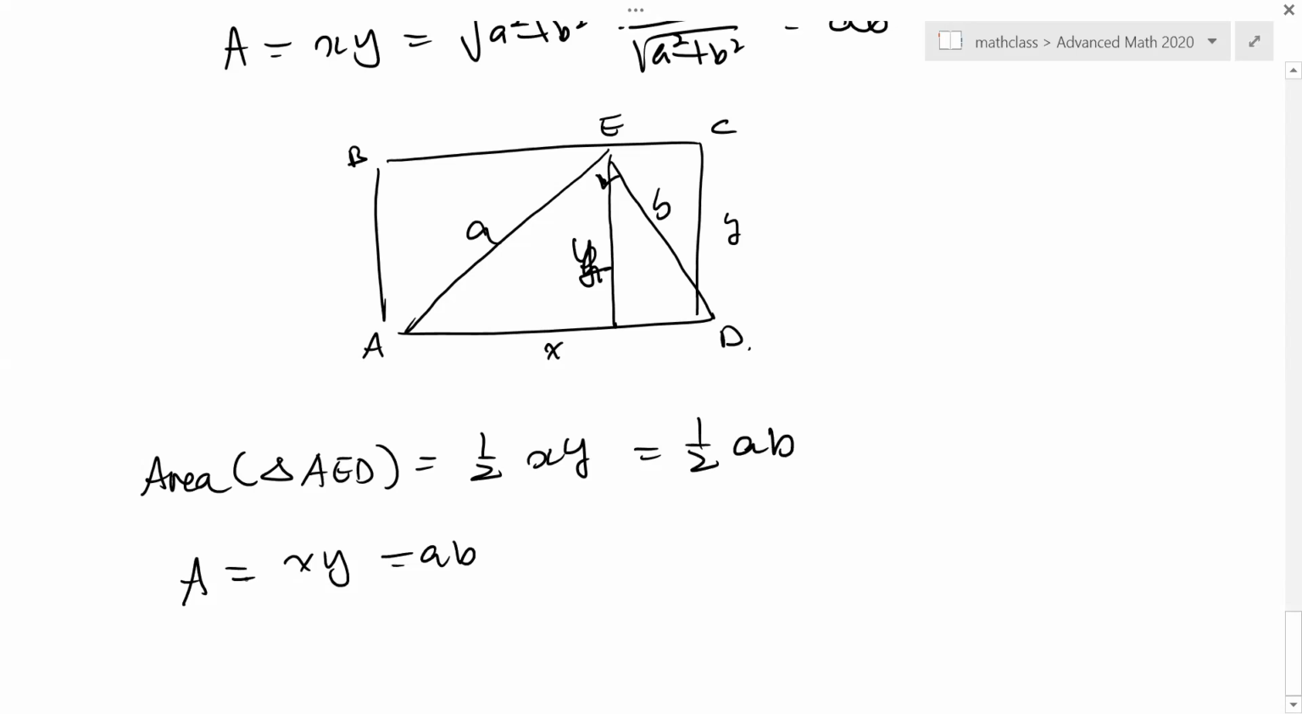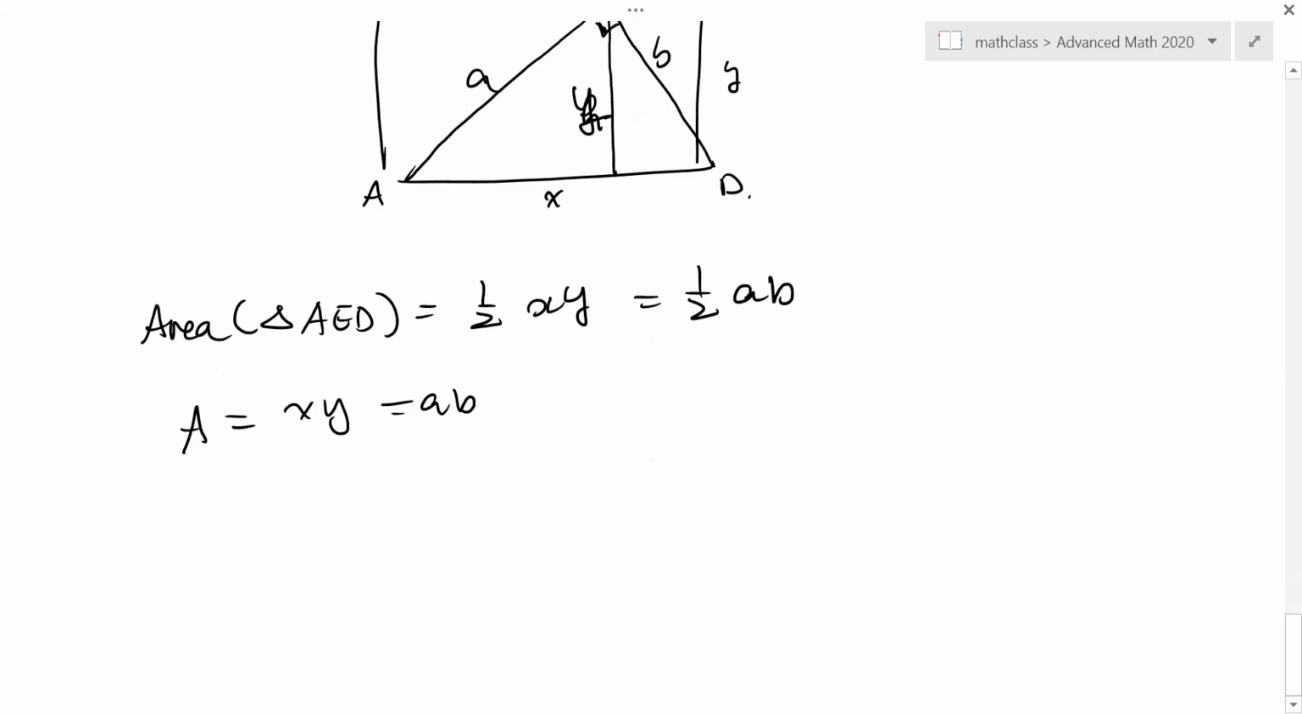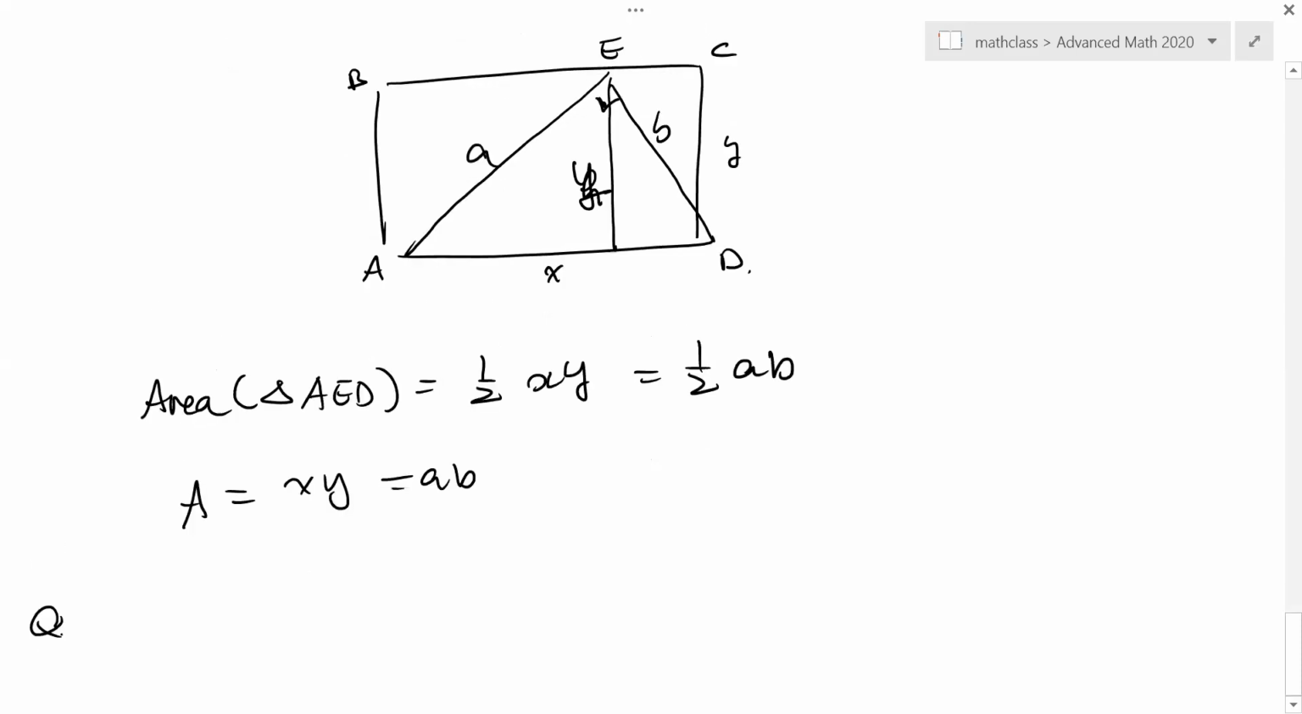You see? So many problems I give two different methods to solve. So this is the easy way to solve, okay, without using the Pythagorean theorem at all. You don't need it. Just the area of triangle formula.